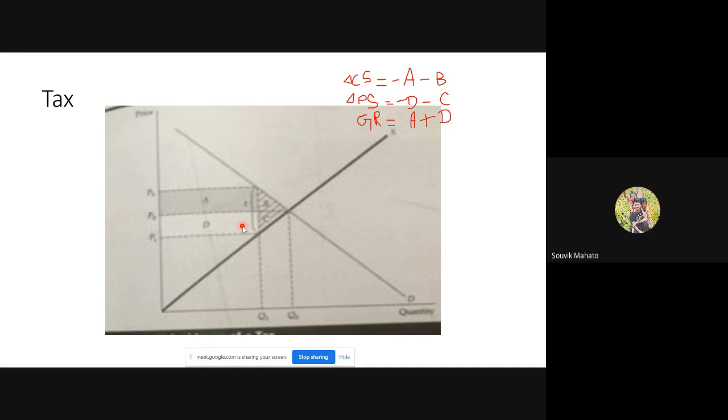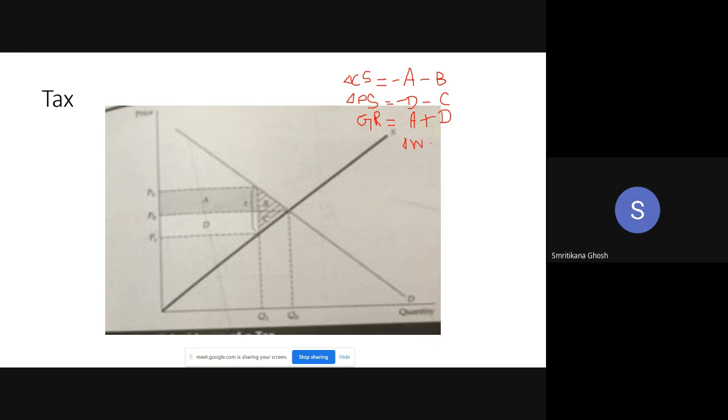Ma'am, the net tax becomes the tax paid by both the parties, which is A plus D. Look, that A part is given by the consumer, D part is given by the producer. Now, this is the distribution of the burden of tax. So, what will be the deadweight loss? That is the change of welfare. What will be the deadweight loss?